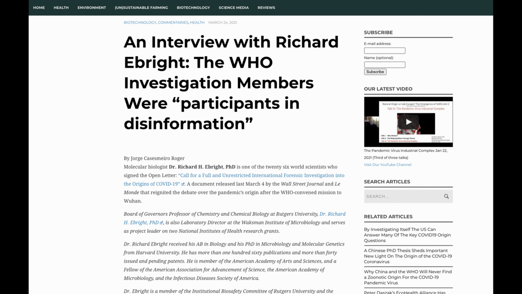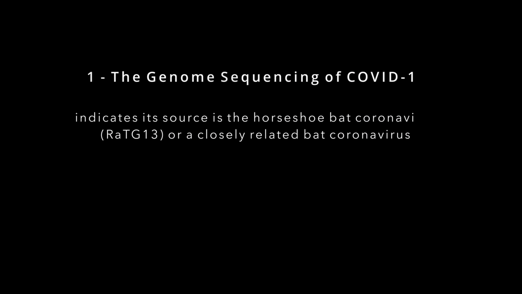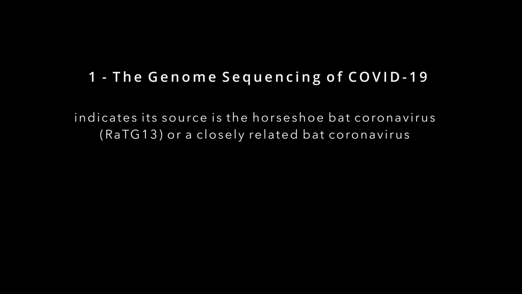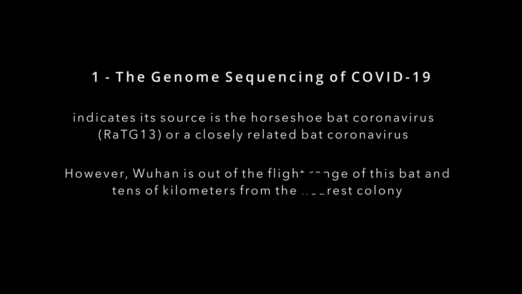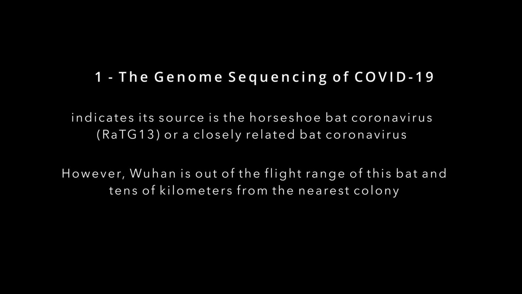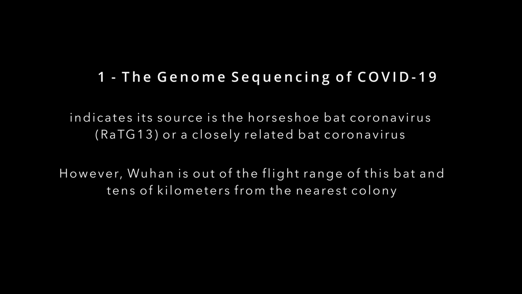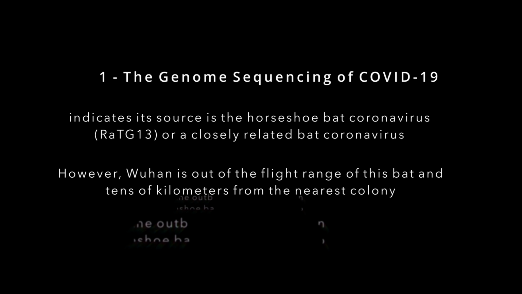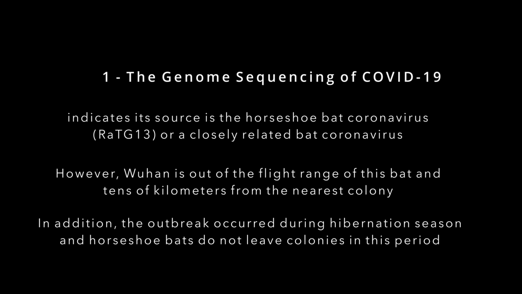During an interview for Independent Science News, Mr. Ebright also provided 3 lines of evidence that are worth noting. First, the genome sequencing of the COVID-19 indicates that its source was either the horseshoe bat coronavirus, RATG13, or a closely related bat coronavirus. However, the outbreak occurred in Wuhan, which is tens of kilometers from the nearest horseshoe bat colony, outside of the flight range of said bat.